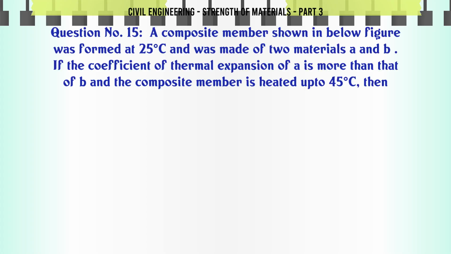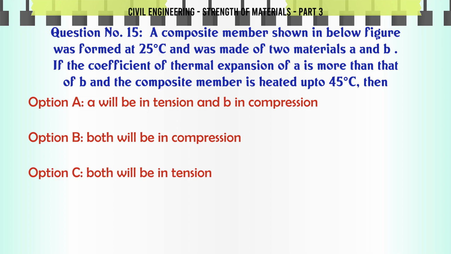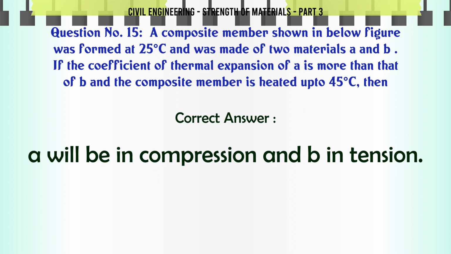A composite member shown in the figure below was formed at 25 C and was made of two materials A and B. If the coefficient of thermal expansion of A is more than that of B and the composite member is heated up to 45 C, then A) A will be in tension and B in compression, B) both will be in compression, C) both will be in tension, D) A will be in compression and B in tension. The correct answer is A will be in compression and B in tension.